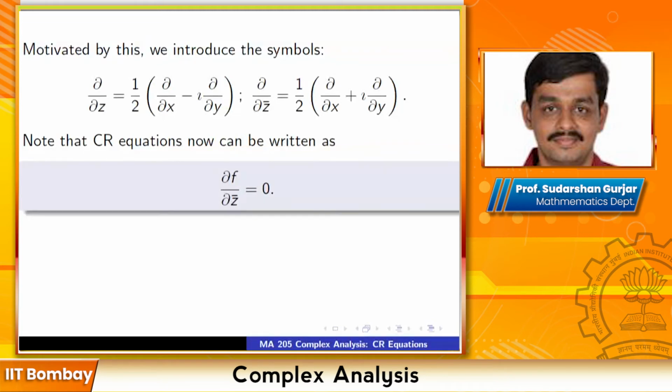Whatever, you just apply this half (del by del x plus i del by del y) to u plus iv, expand it out, use the Cauchy-Riemann equations, and you will see that del by del z bar applied to f being 0 is equivalent to both the Cauchy-Riemann equations being satisfied. Just a one line computation which I have not included because it's very simple.